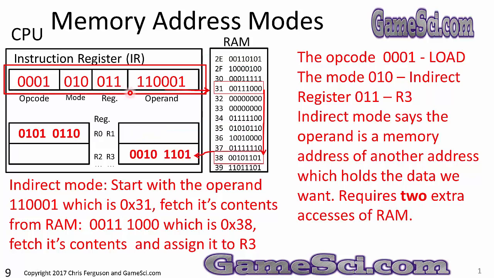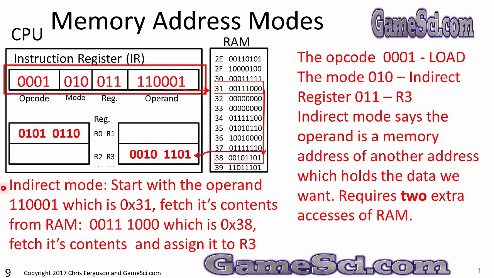Looking at a new instruction in the instruction register, the 4 bits in the opcode 0001 indicate this is a load instruction. The 3 bits in the mode 010 say this is indirect mode. The 3 bits in the register 011 indicate we should use R3 for this operation. Indirect mode says the operand is a memory address of another address which holds the data we want. This requires 2 extra accesses of RAM.